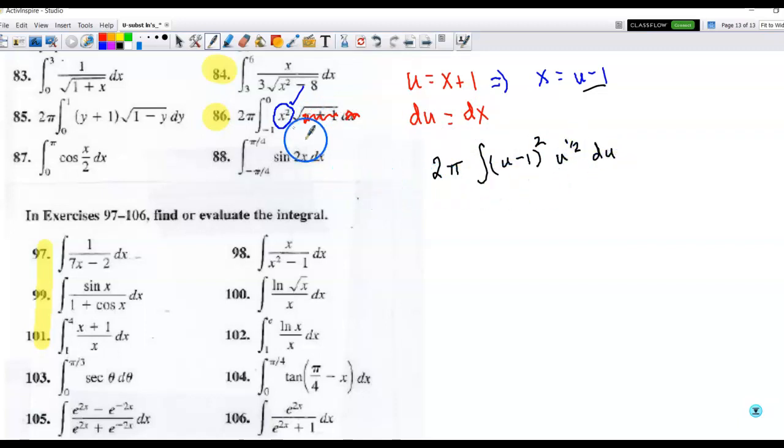Let me go ahead and change my bounds so I don't forget that we're doing a definite integral. So now I'm going to substitute -1. And since I have it very clearly written out here, I'm going to substitute, actually, no, I'm not. I'm going to substitute it here.